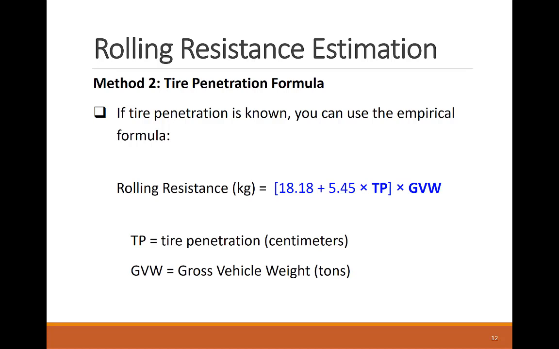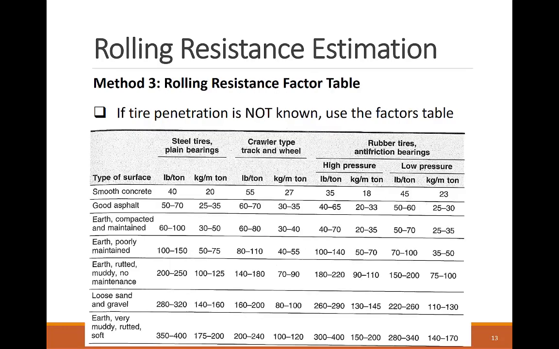The rolling resistance can be empirically estimated by using the shown formula that was derived based on previous research field experiments. But this formula still depends on estimating or measuring the tire penetration, TP. Finally, the rolling resistance can be estimated using the shown table, which considers the type of the haul surface and the type of the equipment and tire.